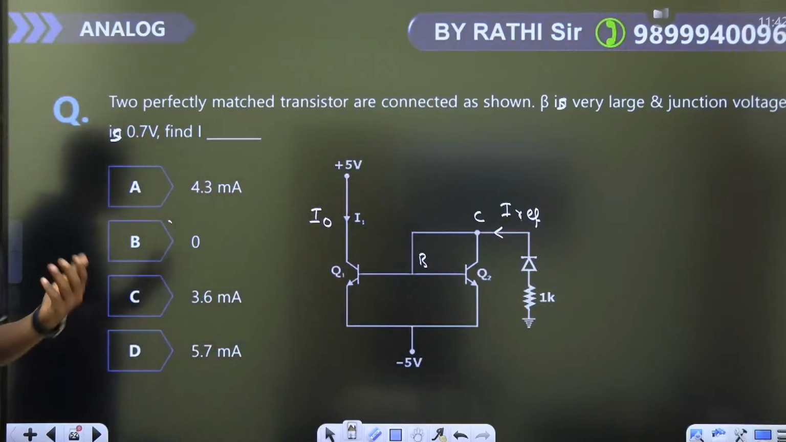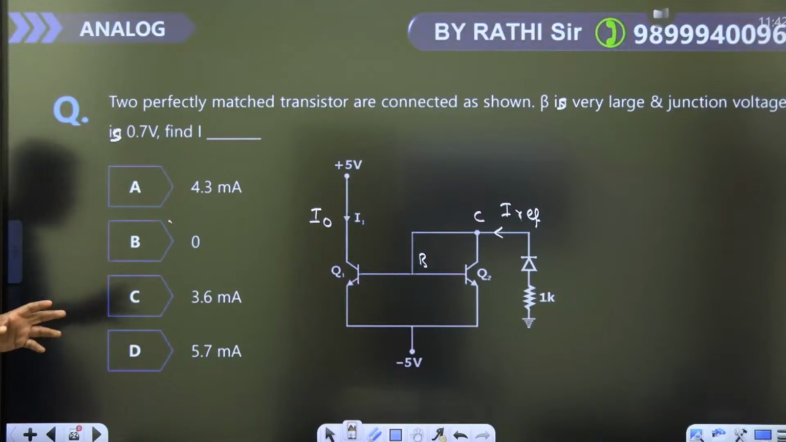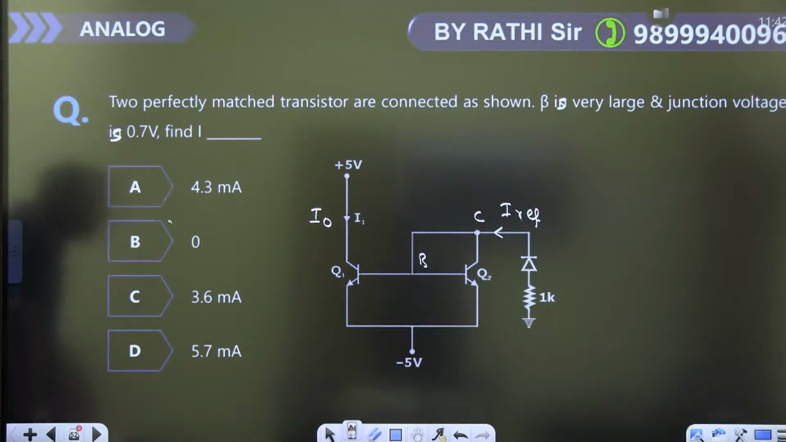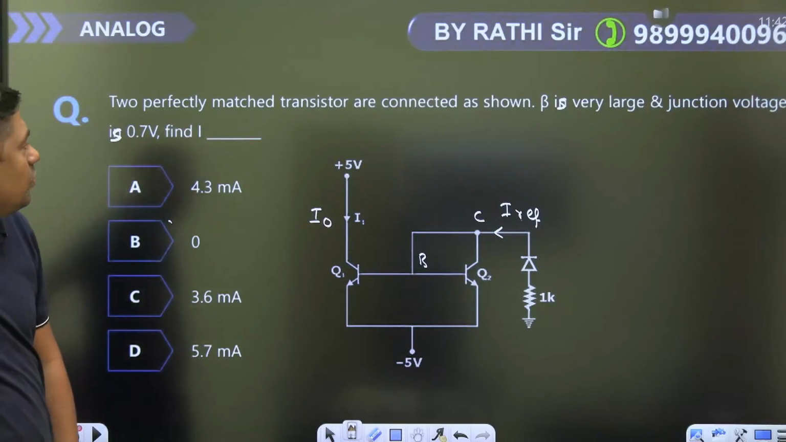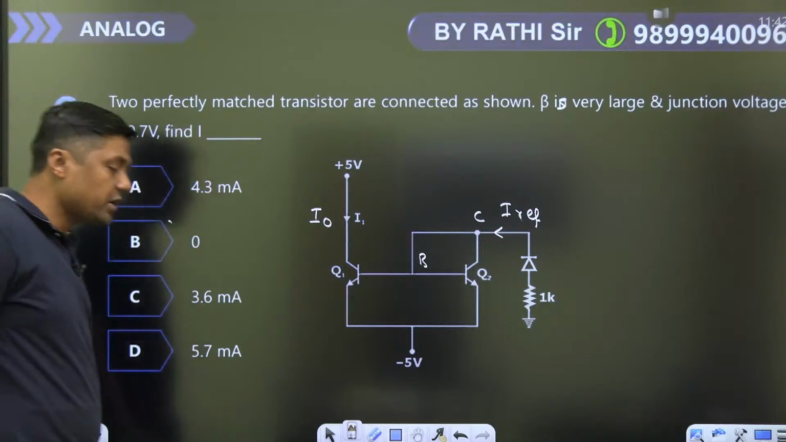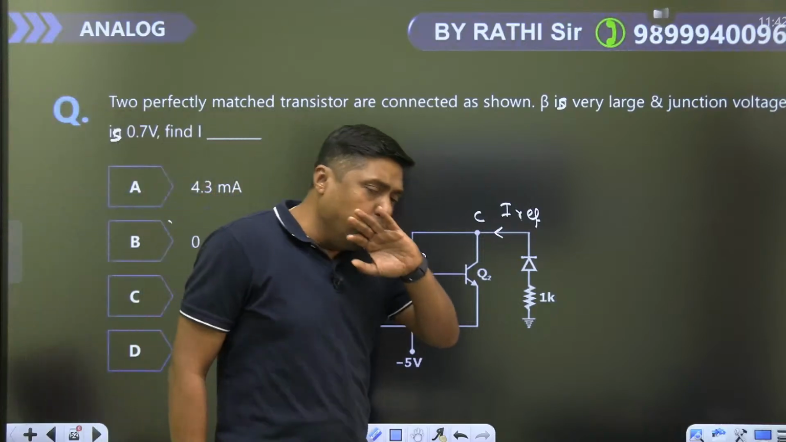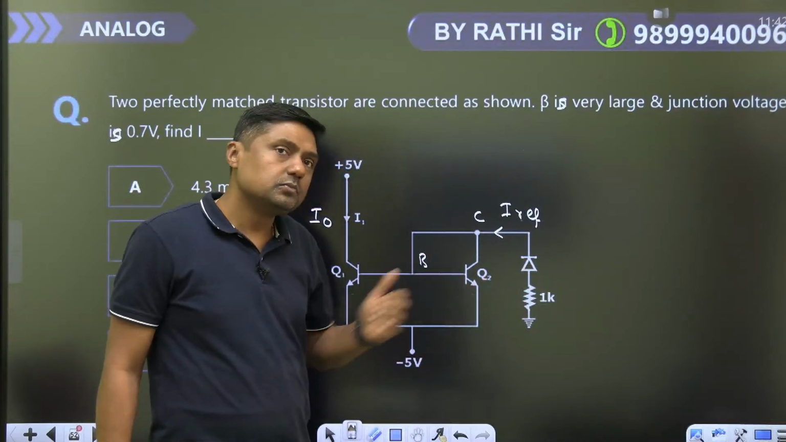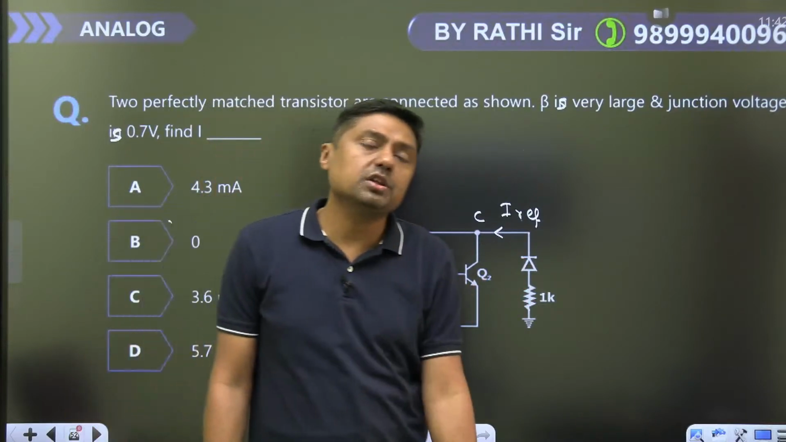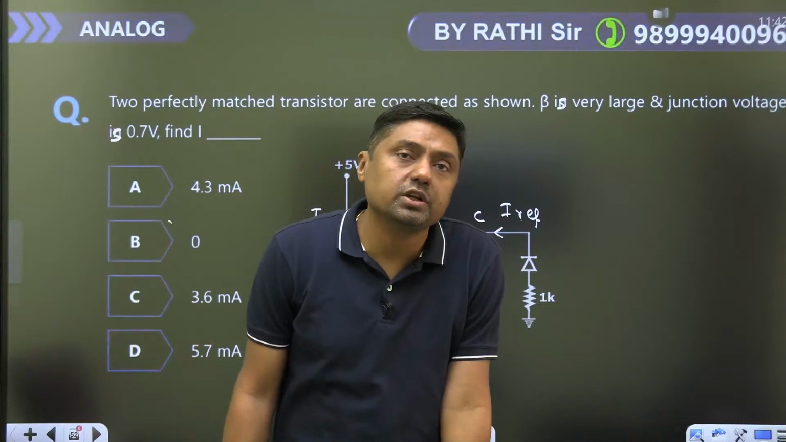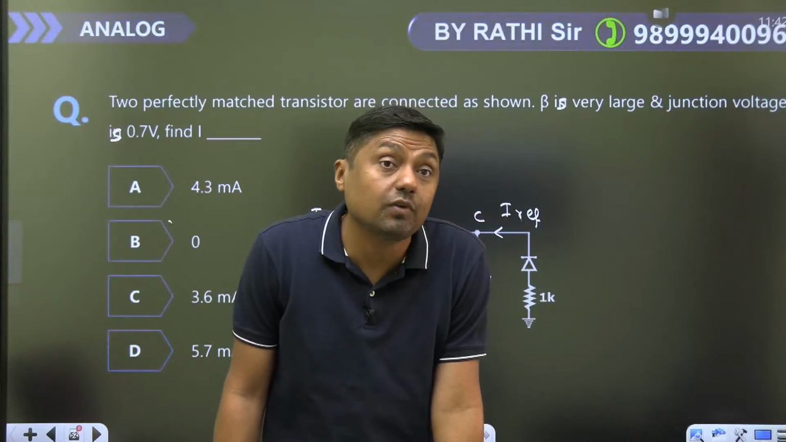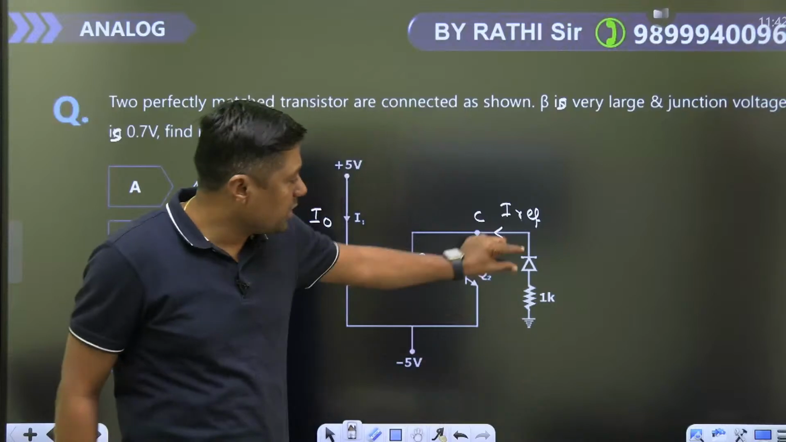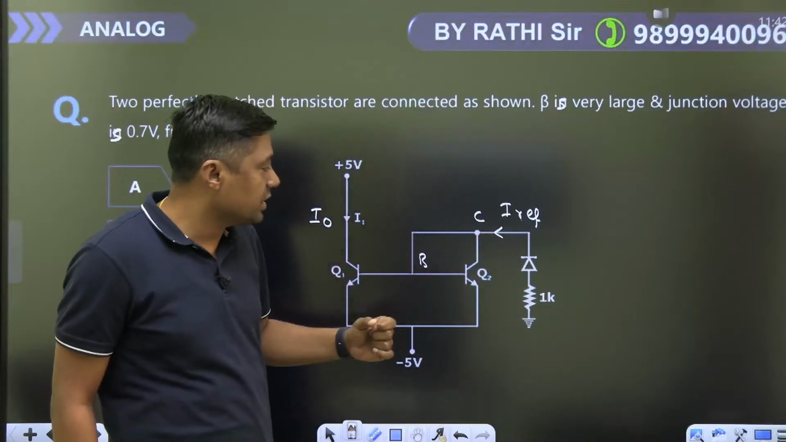If you are watching the recorded session, first of all stop the session, then try to solve, then watch the answer. What is the drop across the diode? Perfectly matched transistors are connected, so what is the junction voltage? It is 0.7. Junction voltage is 0.7, meaning there are two junctions: one is the PN junction, one is the emitter junction. This is a silicon diode and silicon transistor, so the junction voltage is 0.7 volt here and 0.7 volt here.